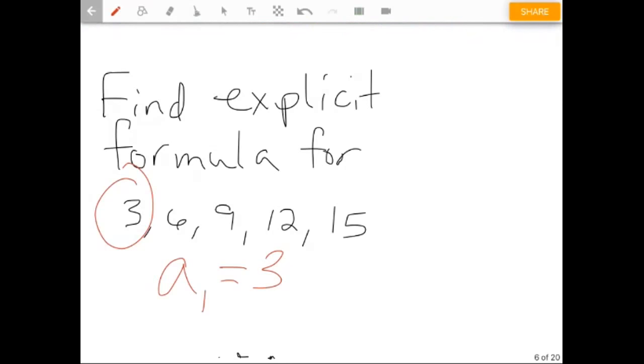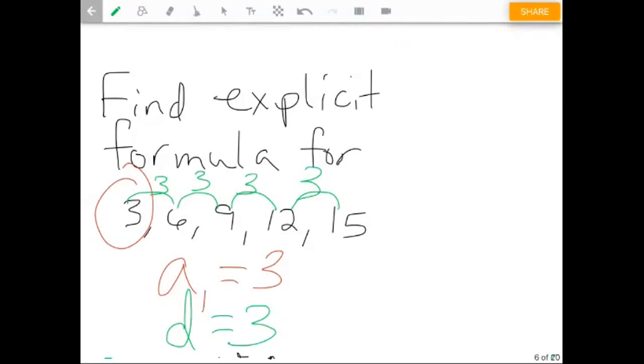If we look at this, we're going from 3 to 6, so we're adding 3. 6 to 9, we're adding 3. 9 to 12, adding 3. 12 to 15, adding 3. So our difference every time is 3. It just happens that our first term is 3 and our difference is 3.